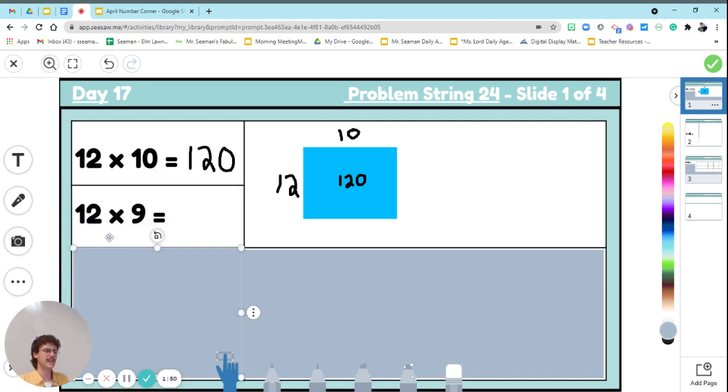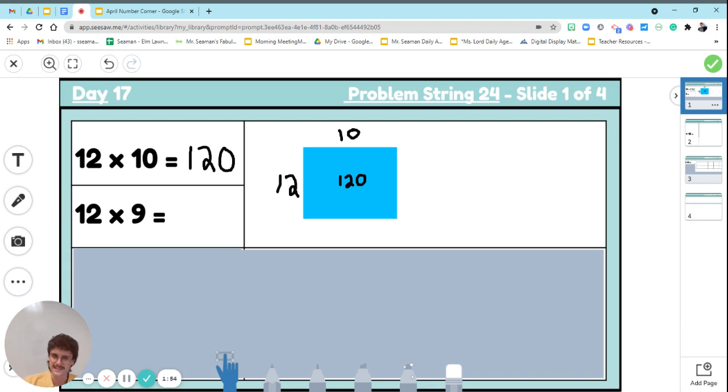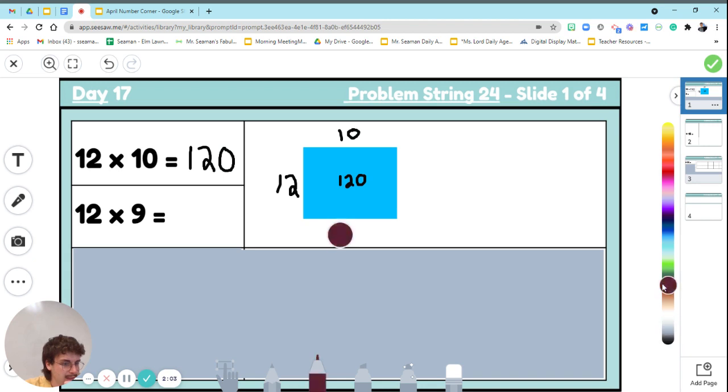Oh, all right, 12 times 9. Why do you think we would use 12 times 9 instead of 12 times 10? Well, let's go ahead and see. Actually, we're going to keep this 12 line the exact same. So this is still going to be 12, but instead of 10, we're going to do 9. Now I know that's not a very straight line, but here, let me show you.